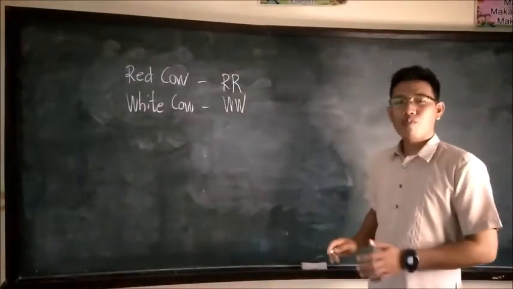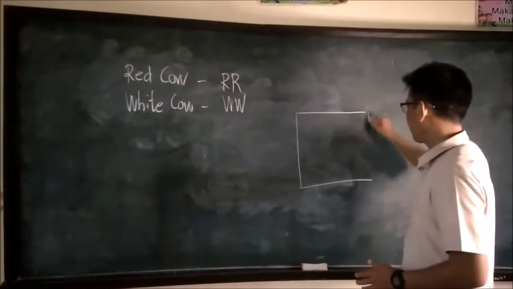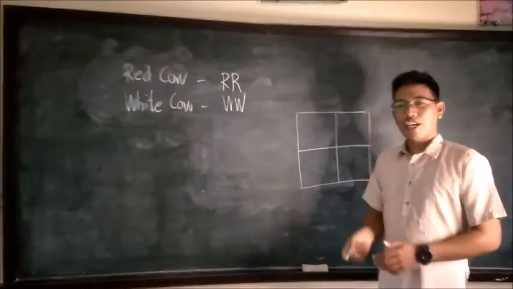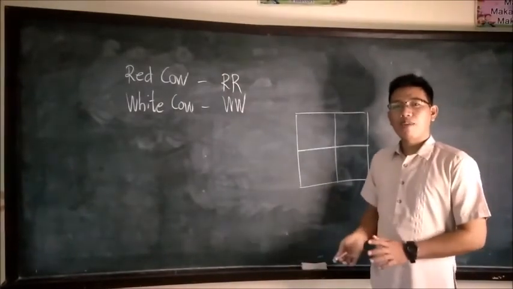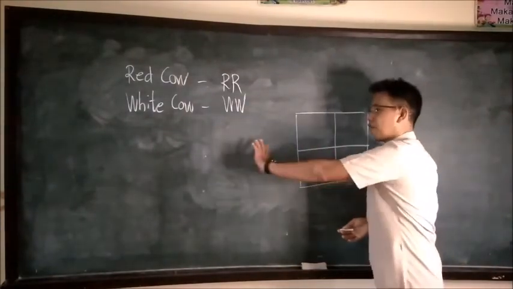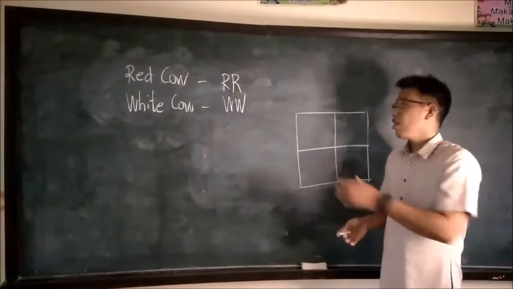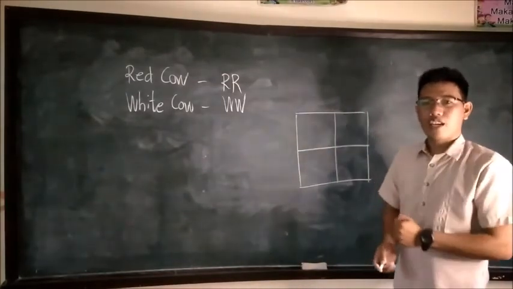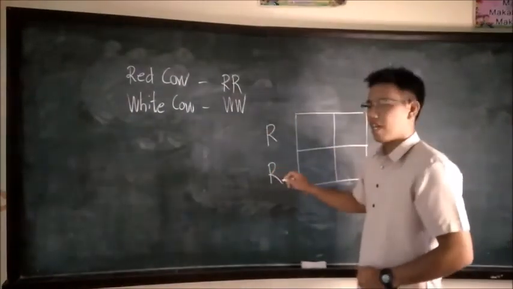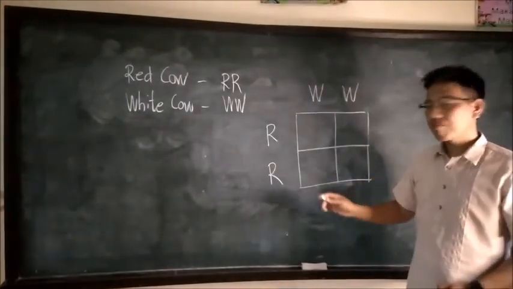Again, you are now going to make your Punnett square. And you are going to decide where to place the genotypes of the parents. If you place the genotype of the red cow on the left side, it's okay. And if you place the genotype of the red cow at the top, it is still okay. So you decide. Let us write the genotype of the red cow on the left side and the genotype of the white cow at the top.